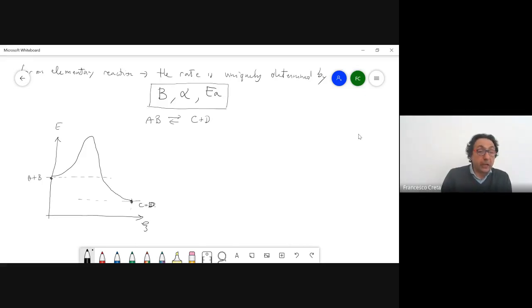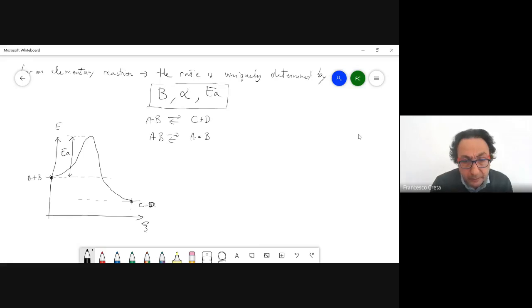Why do I have a bump here? Well, because in fact, in order for A and B to react, they need to collide with enough energy so that they can overcome exactly this activation energy EA, okay? So visualize this as the reactants. You have to give enough energy for them to collide with enough energy, again, to form what we call an activated complex.